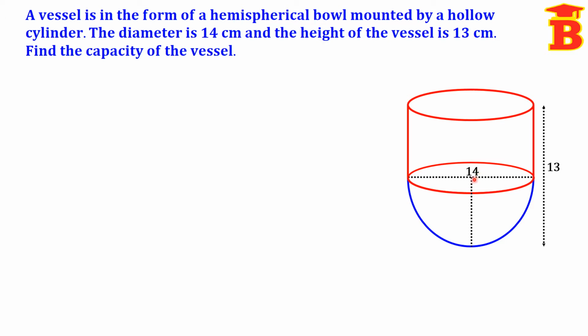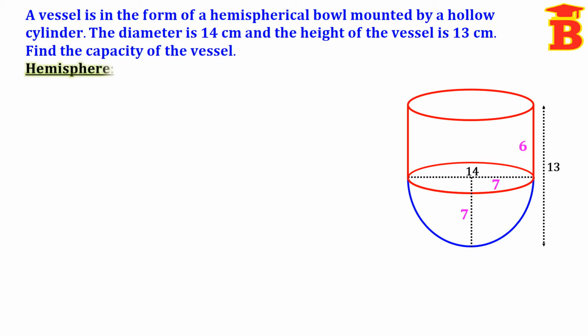Here, since the diameter is 14, the radius is 7, and in this hemisphere we can observe that this is also a radius. So this is also 7. Now the height of the cylinder is the full height of the vessel minus the height of the hemisphere, that is 13 minus 7. So the height of the cylinder, the red color height, is 6. We subtract 13 minus 7, and so we get 6.